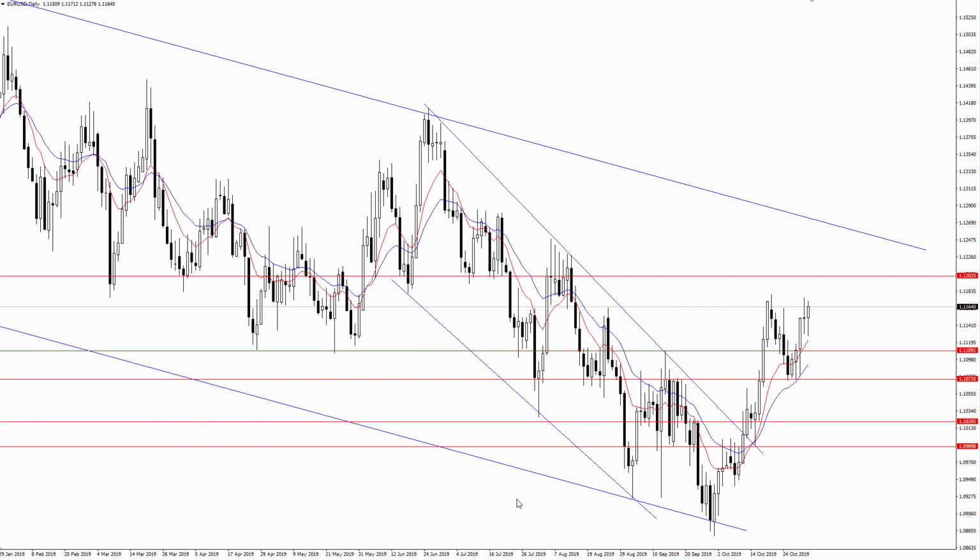So for the week ahead, I am looking for any rotation into this area between 110.70 and 111 to attract buyers, and at the same time, any push up into 112 will likely attract sellers. So it's going to take a close above that area to expose this larger descending channel top. Alternatively, if we do see the euro rotate lower and close below that 110.70 area, we could then see a retest of 110.20/30.